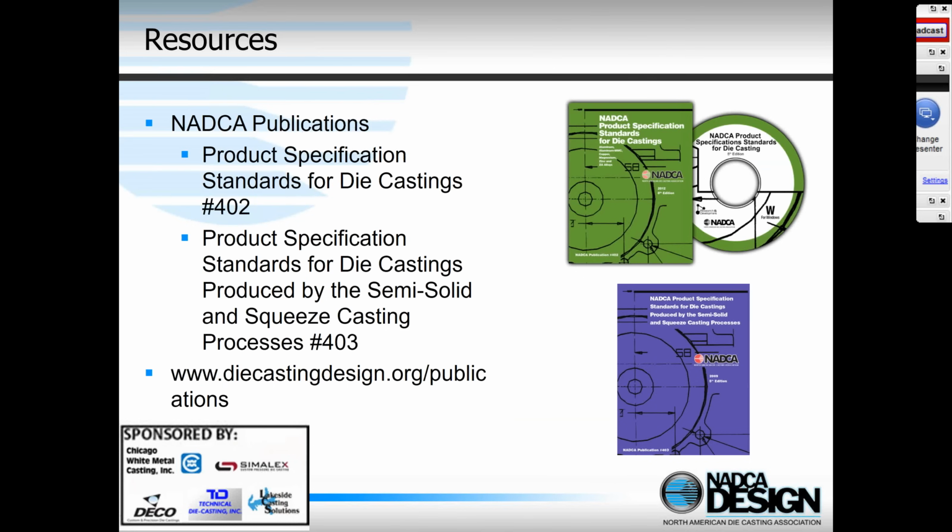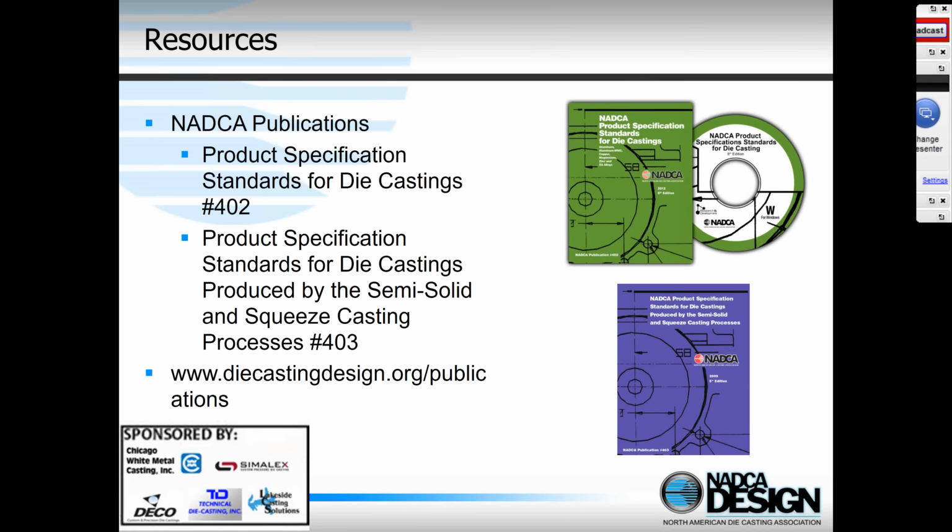So here's the product specification standards that I talked about here. We have one, the one shown above in green is for conventional die castings, and then the one shown down below in purple are for squeeze casting, semi-solid casting, and high vacuum die casting. And both of them are invaluable if you are designing for die castings. They involve a lot of information useful to people such as yourself.